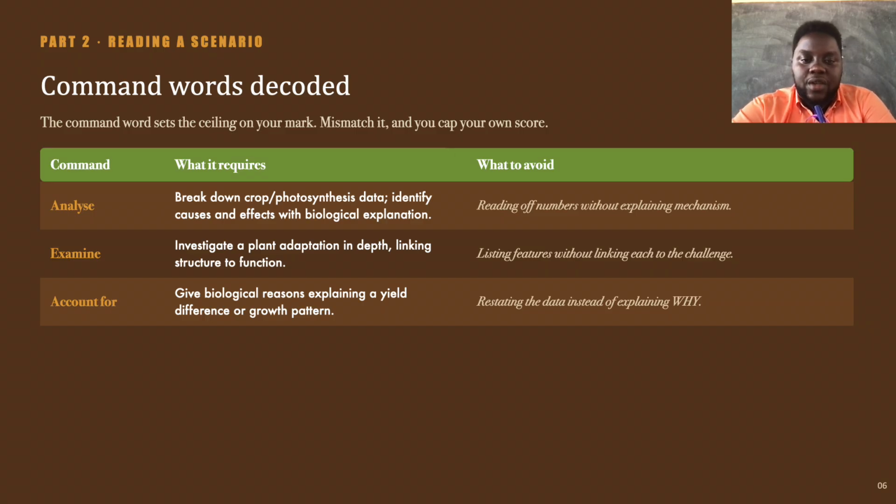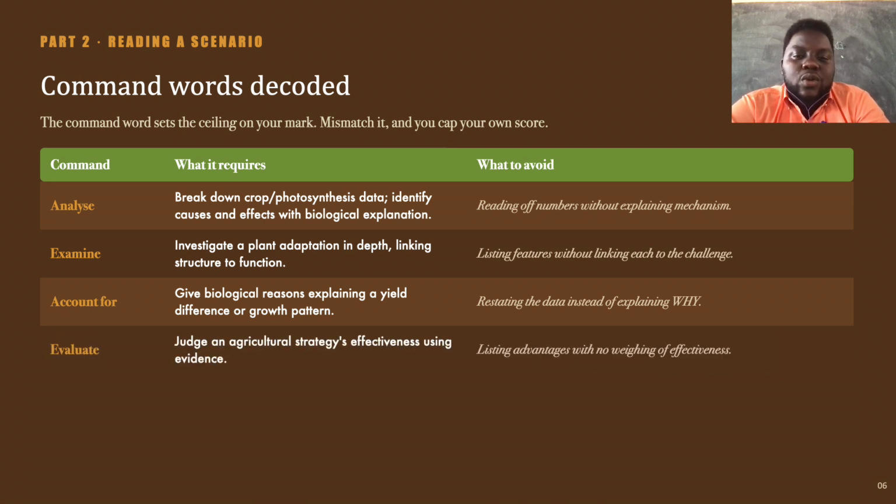For example, telling us that the yield of beans was lower than that of maize is just restating the data that has been given to you. We know that the yield of beans is lower. That is given to us in the data. Beans yield was lower because elevated temperatures increased rubisco oxygenase activity, which triggered photorespiration. That is accounting.